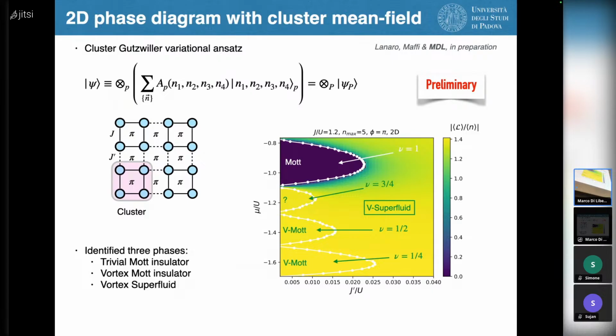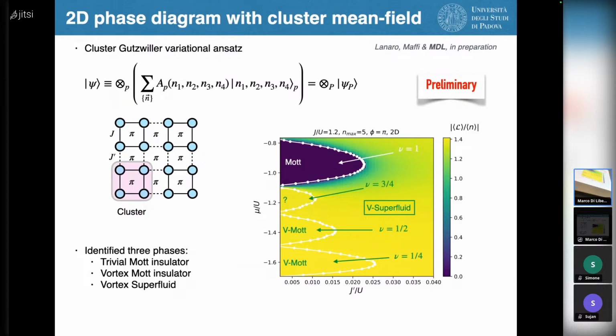At quarter filling also. Three-quarter filling, convergence is hard. We are trying to figure out what happens here because this variational ansatz, a cluster Gutzwiller ansatz, is a product state of plaquette states. It does not allow you to predict what happens inside the lobes, but only outside in the superfluid phase. And then at filling one, we find an interesting difference, not a vortex MOT, but a trivial MOT.